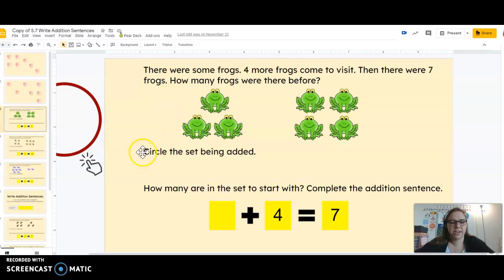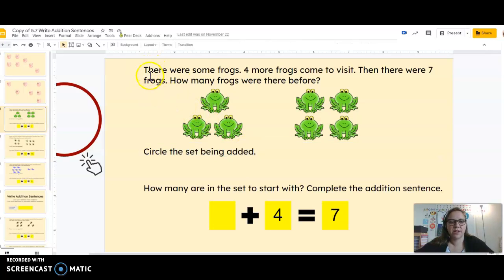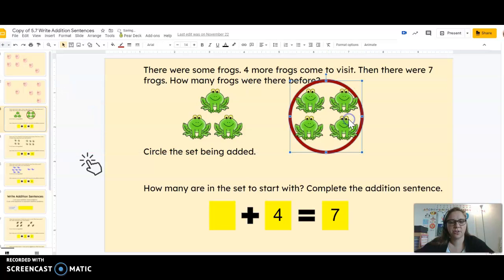My next direction says circle the set being added. So the set being added means how many more frogs are coming. So when I think back to my problem, it told me there were some frogs, 4 more frogs come to visit. So I need to circle the set that shows me 4 frogs coming to visit. Here they are. So I'm going to click and drag my circle around them.